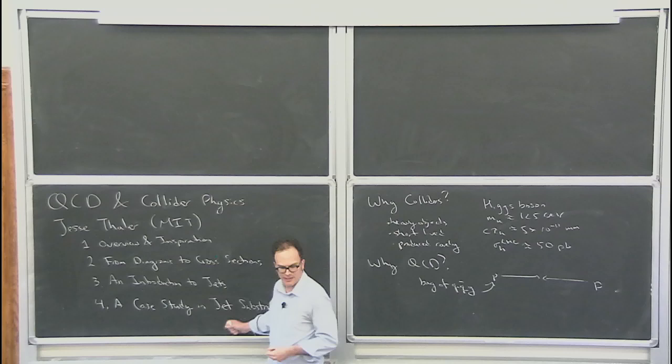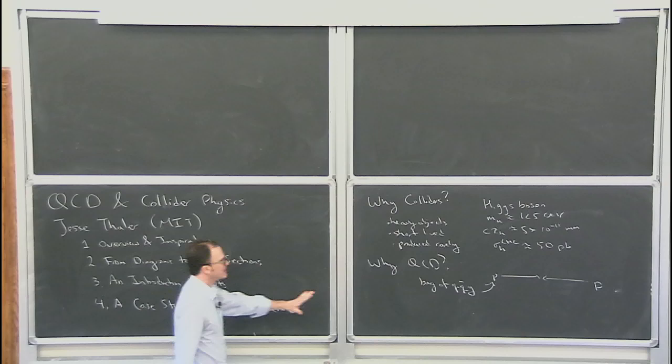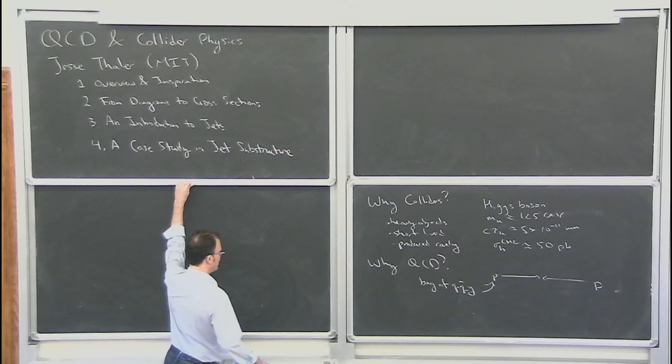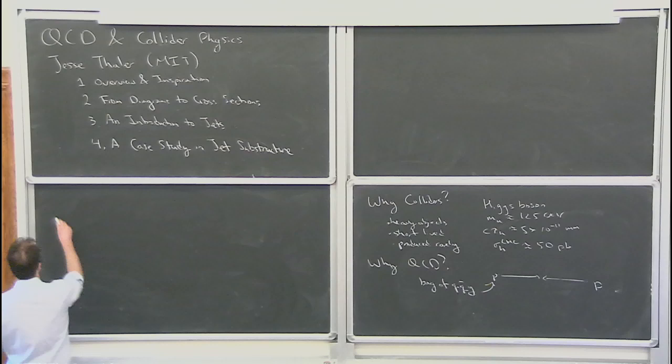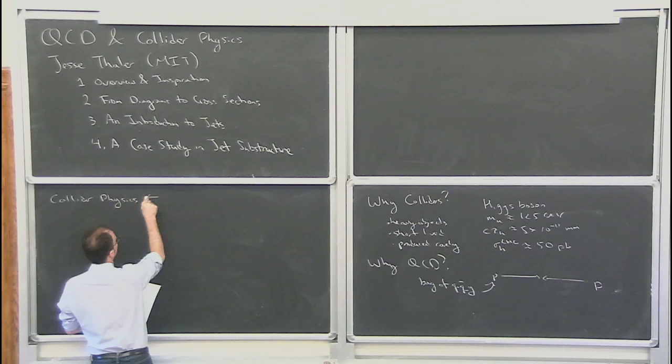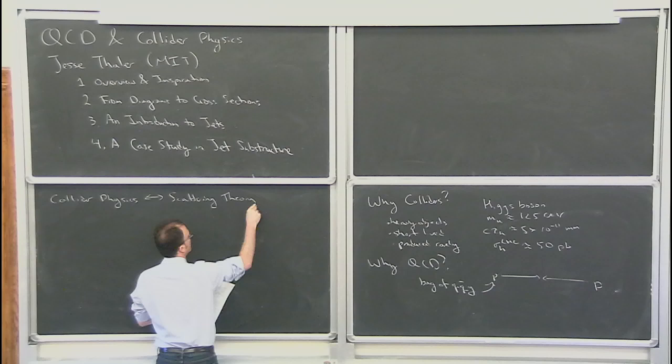Now, I want to demystify one aspect of collider physics just at the beginning, which is that collider physics is just an application of quantum mechanical scattering theory that you might have already studied in an undergraduate class. So collider physics is basically just scattering theory. And so what are we trying to do?